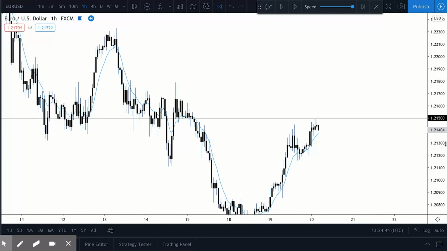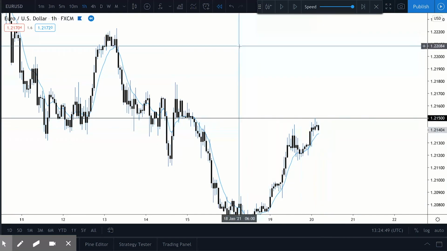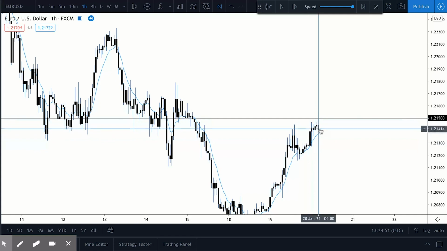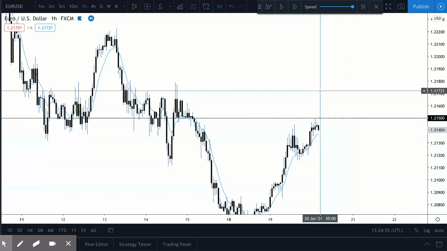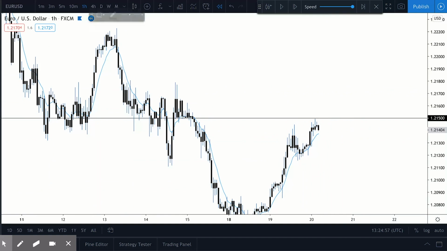As you can see, we've come just shy of the 50 level. Now, this can actually, in many instances, work as a retest. But we do have to be wary when this happens that the market could push a little bit higher to retest the 1.21500 level before it does actually make its move down.